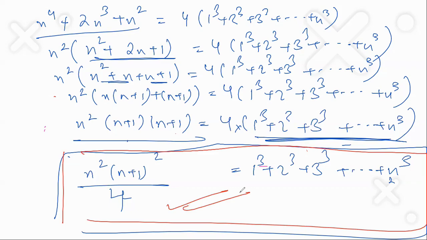Now, if you have to find out the sum of the cubes of 7 terms, you can put n as 7. If you find out the sum of the cubes of the first 6 terms, you have to take n as 6. So like that you have to do. So this is the simplest formula.